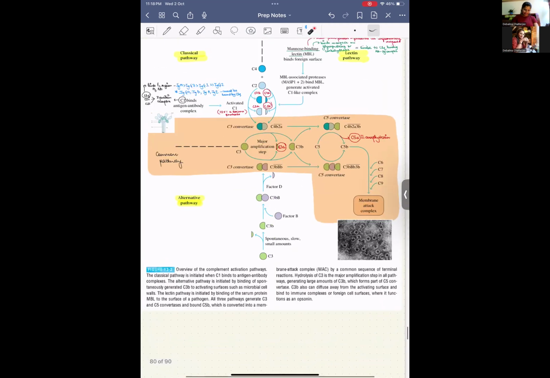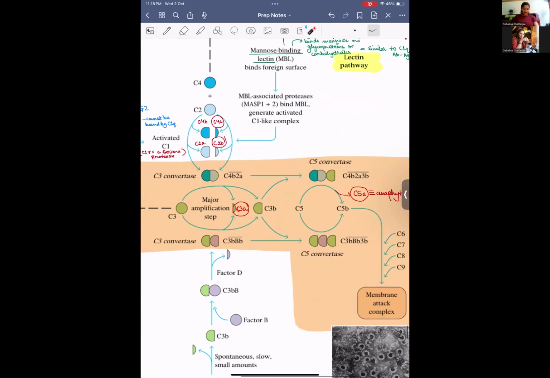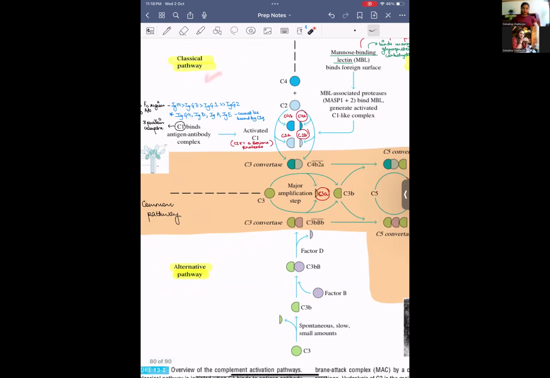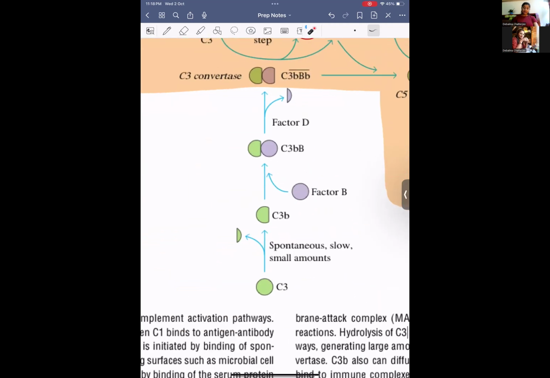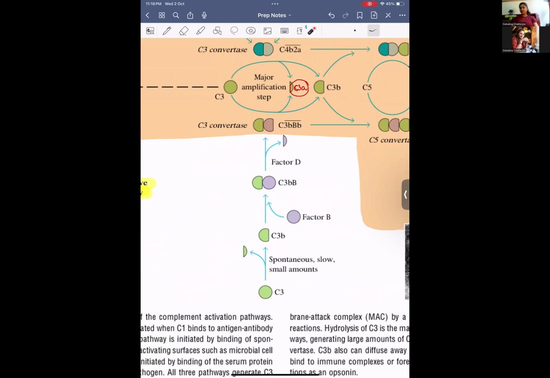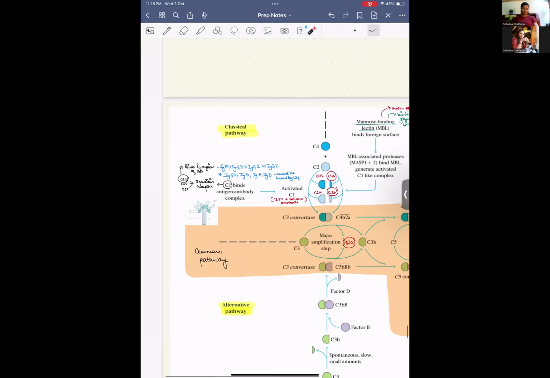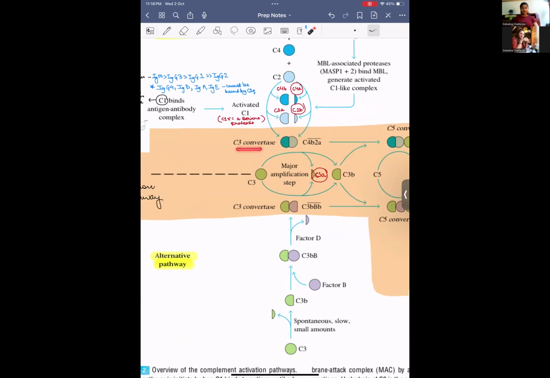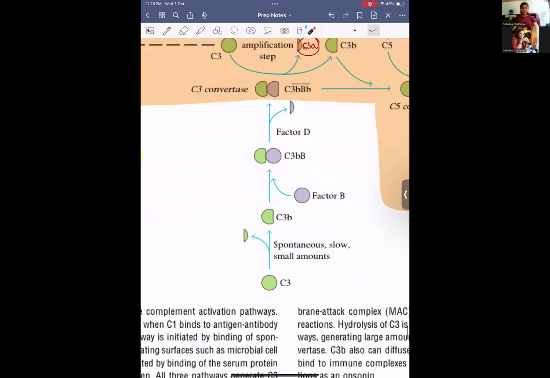Okay, let's now come back here. The other pathway that is here is the alternative pathway. So, the classical pathway and the alternative pathway. In the classical pathway, we needed antigen-antibody complexes, right? And that leads to the formation of C3 convertase, which leads to cleavage of C3 molecules.